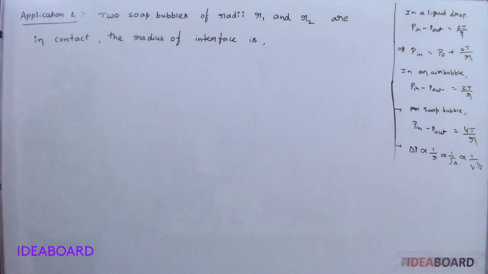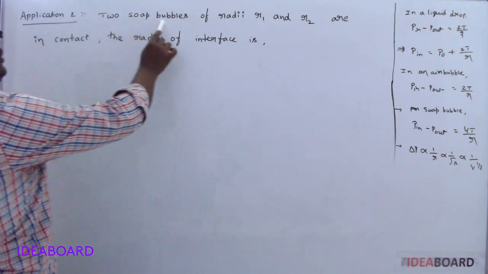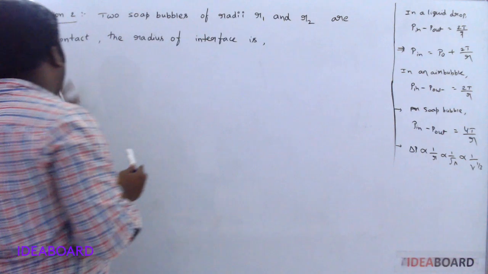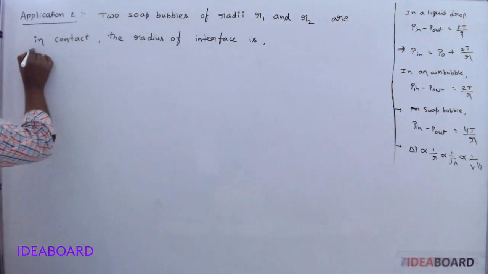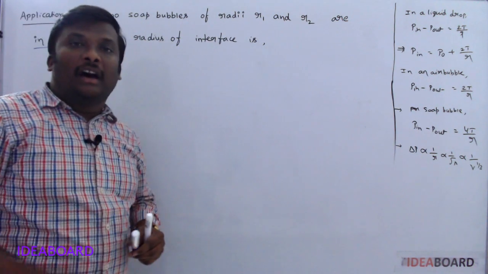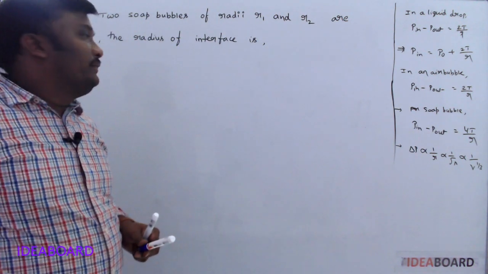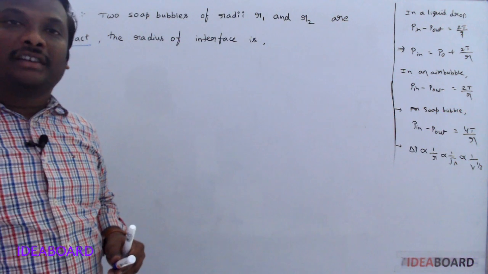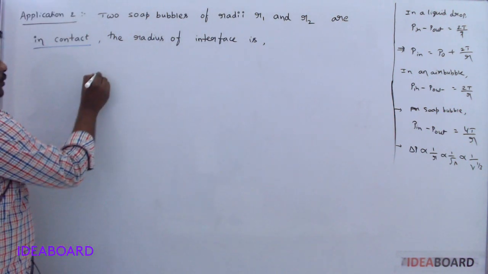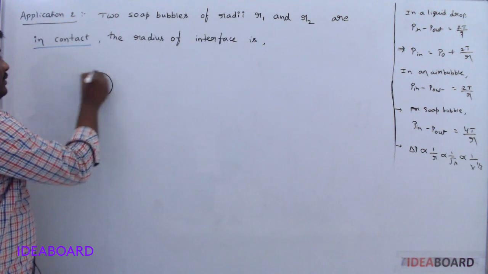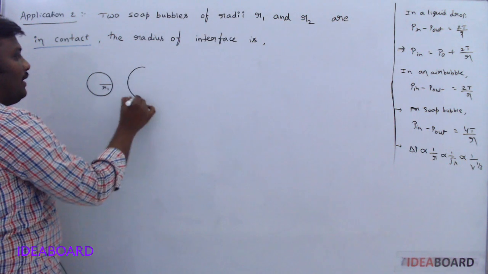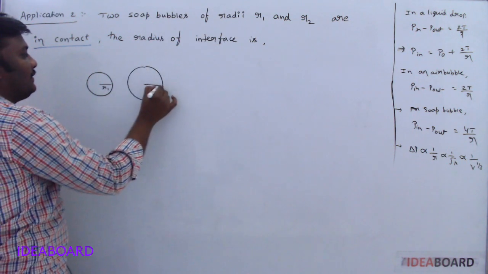Let us see the next application. Two soap bubbles of radii R1 and R2 are in contact. What is the radius of the interface, or radius of curvature? So what he said is, we are considering two soap bubbles. One has radius R1, another has radius R2.